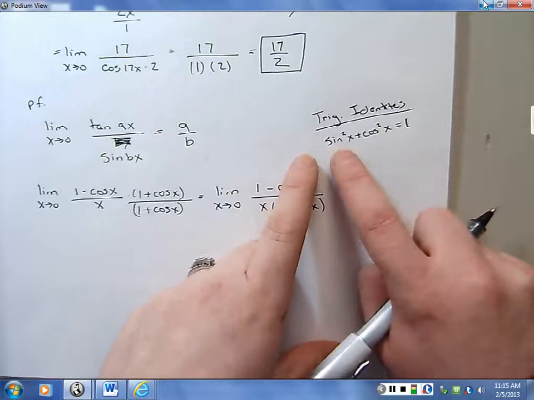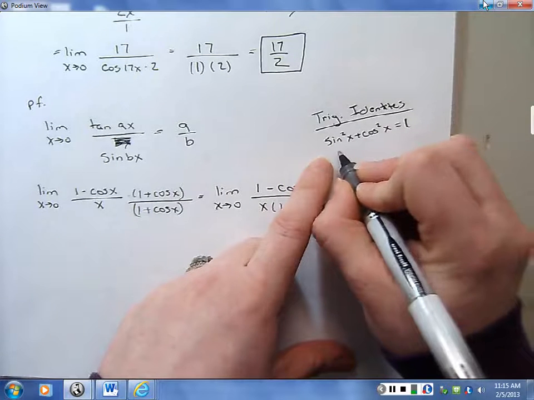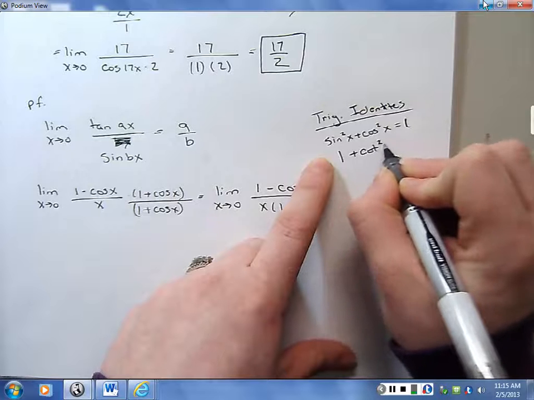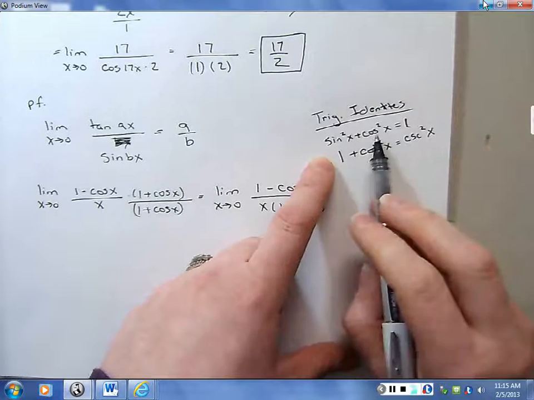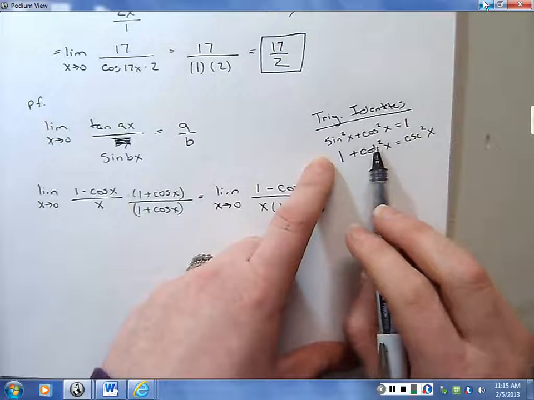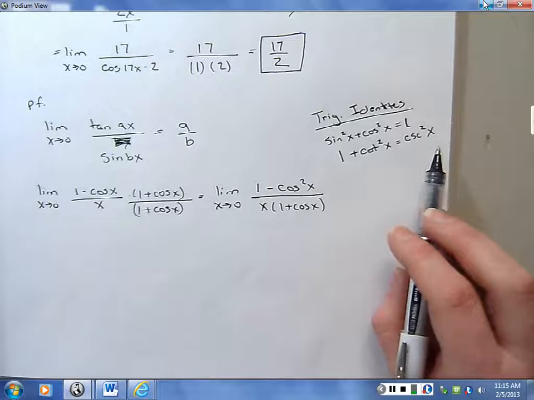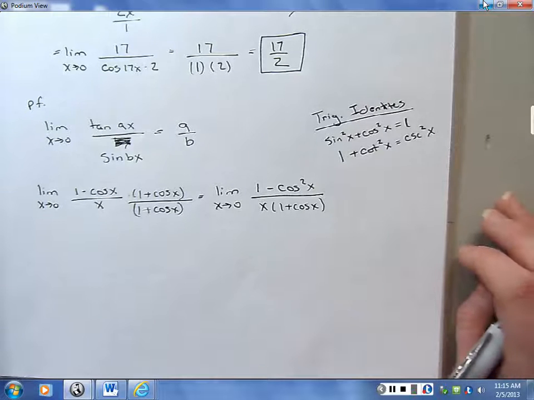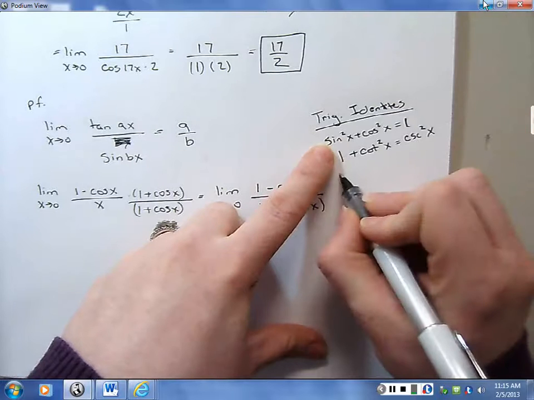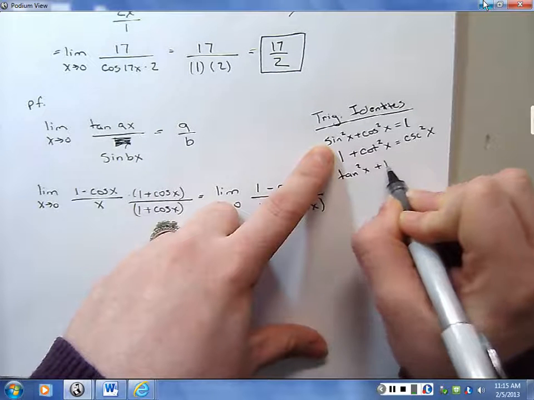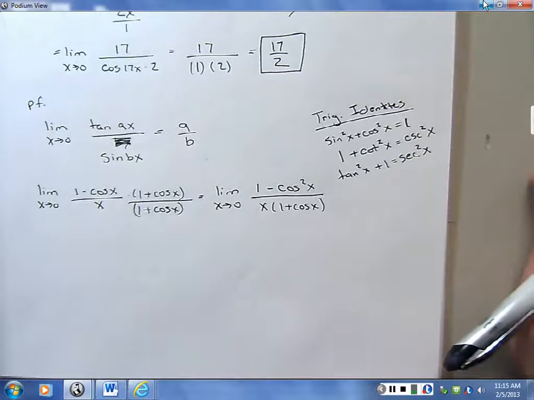So if I divide this whole expression by sine squared, I'm left with 1 plus cotangent squared x equals cosecant squared x, right? Cosine over sine is cotangent, and 1 over sine is cosecant. So I got that second identity by just dividing by sine. Now if I divide by cosine from the top one, sine over cosine is tangent, so I have tangent squared x plus 1 equals secant squared x. So if you memorize that first one, you get the other two for free.